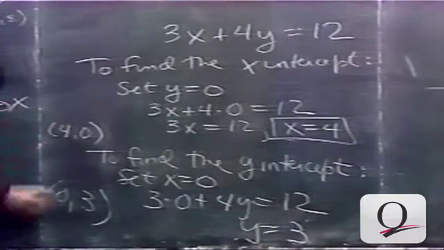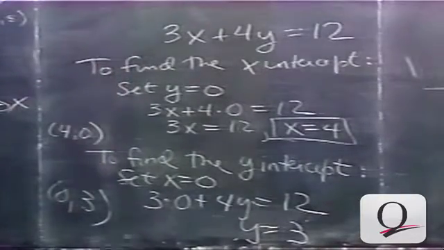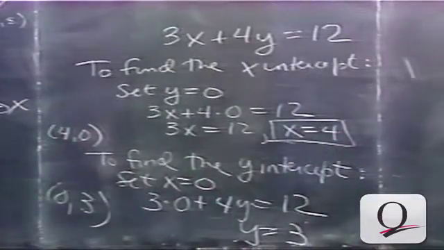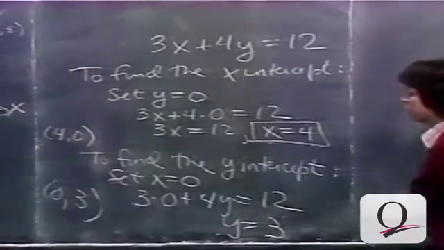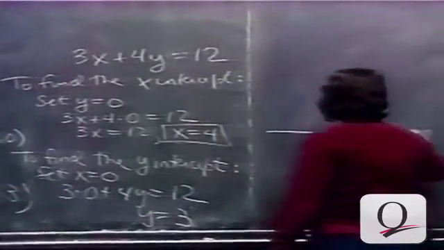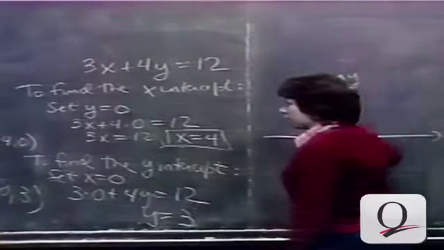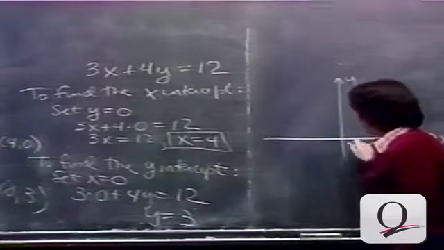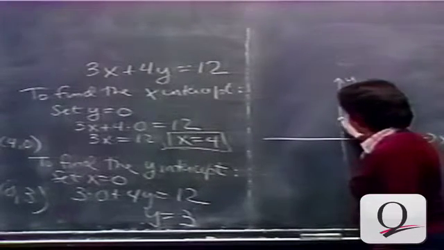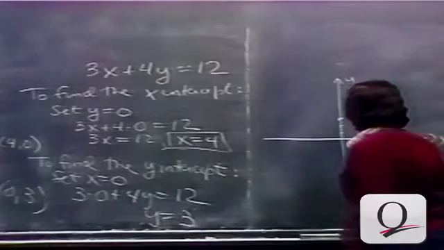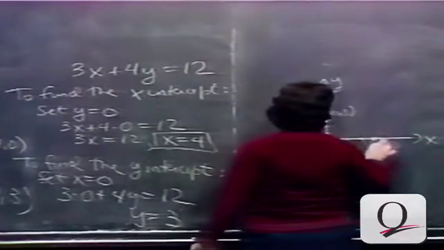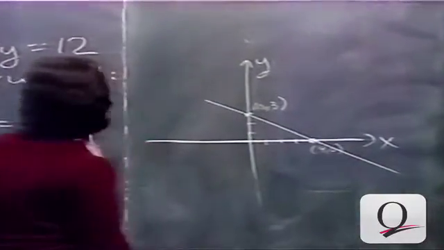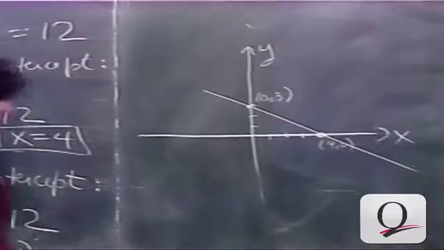So we have determined 2 points, which are solutions to this, and they're very nice points to have because when we plot them, they're very easy to plot. We can get the picture of the line very simply. We have 4, 0, and 0, 3. And there we have a picture of the line 3x plus 4y equals 12.